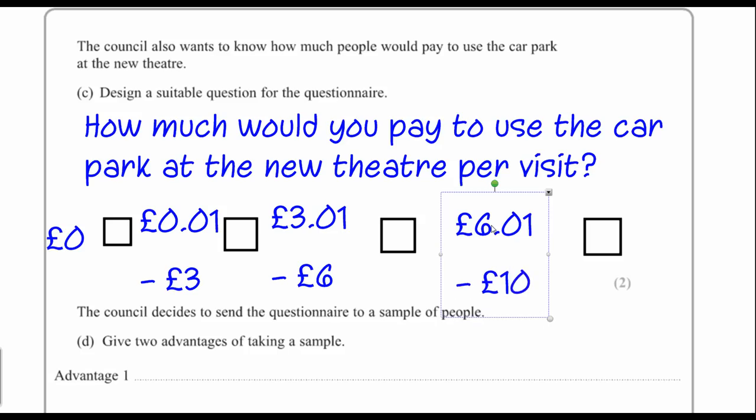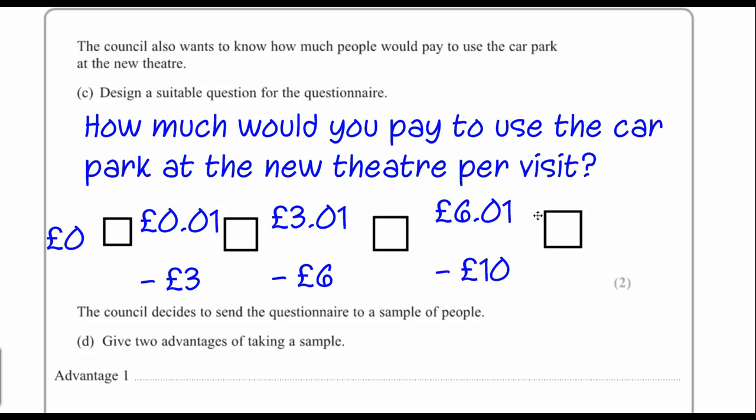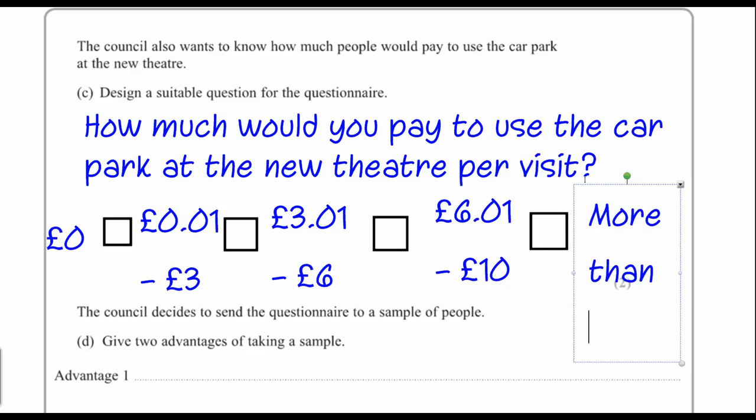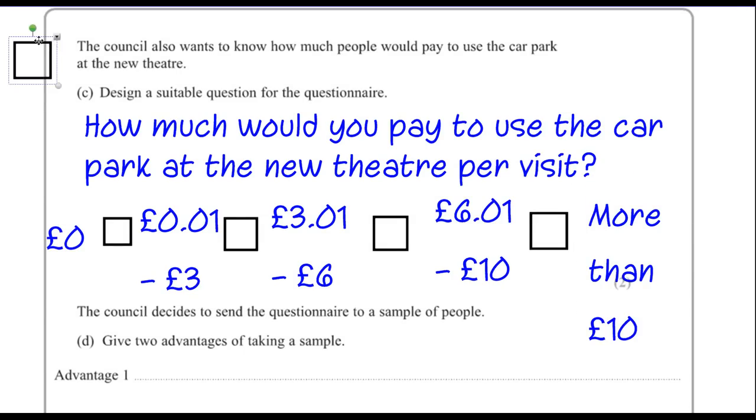And then the final one, we can't forget, we've got these tick boxes so far. What if they would have paid more than £10? They need an option too. Okay, so final one, more than 10. Now we can say more than 10 because that doesn't include 10. And let's give a response box for the last option. There we go. So we've covered all bases and none of them repeat.